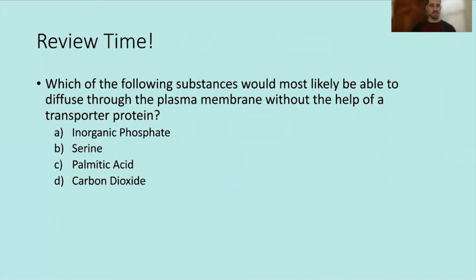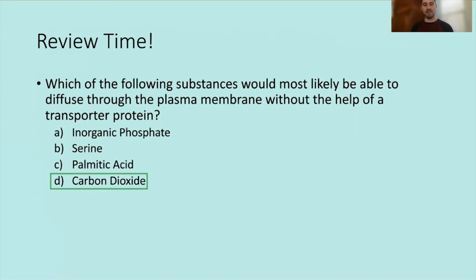Okay, this takes us to the first review question. Which of the following substances would most likely be able to diffuse through the plasma membrane without the help of a transporter protein? So think about everything we were just talking about, your knowledge of everything below. Take about a minute. I would pause the video because I'm going to go over the answer in about 5 seconds. So the correct answer would be D, carbon dioxide. And let's take a look at it.